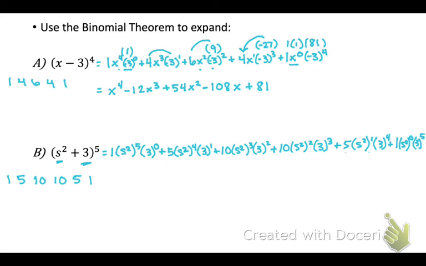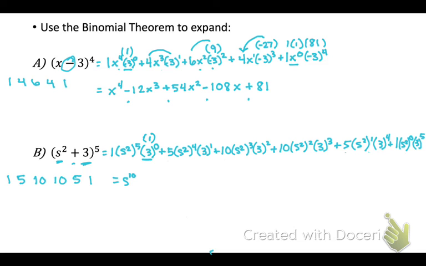And I always put a plus because, like I said on the last one, when it's a negative, what happens to my signs? They alternate. If it's positive, they're all going to be what? Positive. Okay, so 3 to the 0 is 1. Okay, so 1 times 1 is 1. What is s squared to the 5th? S to the 10th, because you multiply them, don't you?